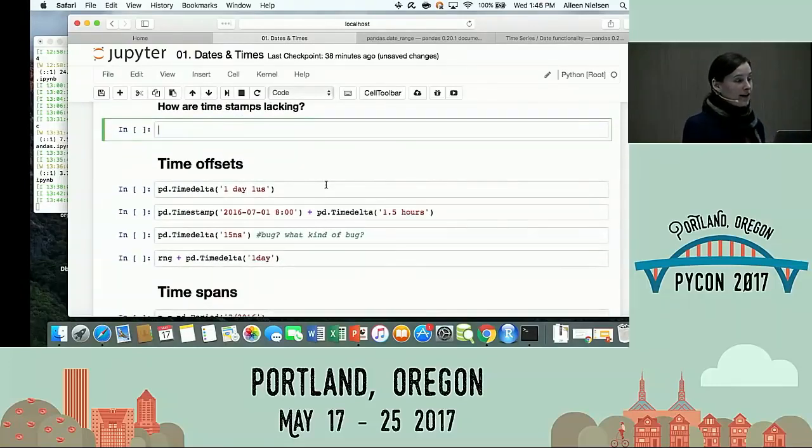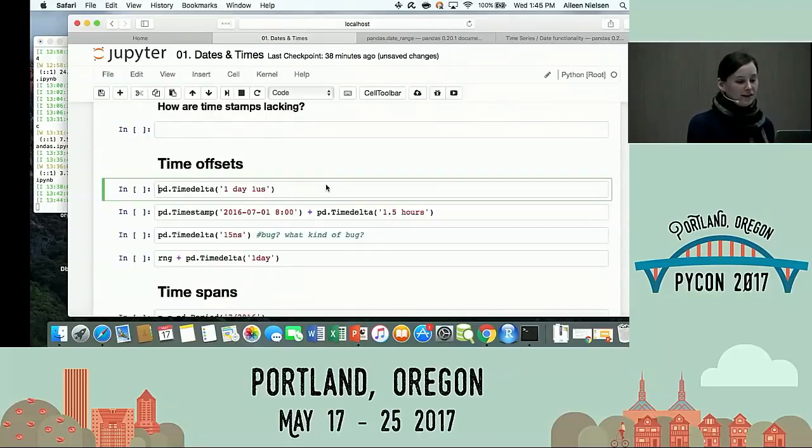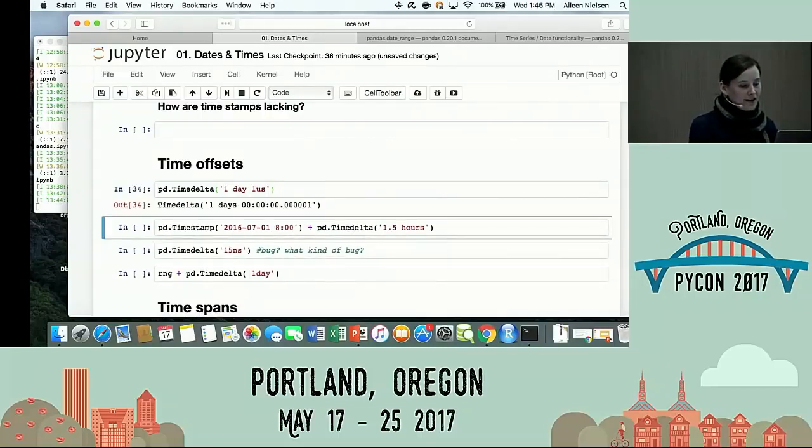Part of the way we get there is first we need offsets, right? We need this idea that there's a starting time, and then we add some component of time. So first you've got time offsets. These are time deltas with a lowercase d. And here's an example, right? 1 day and 1 microsecond, and there it is. 1 day and 1 millisecond. There it is. 1 day and 1 nanosecond. It's there, you just can't see it.